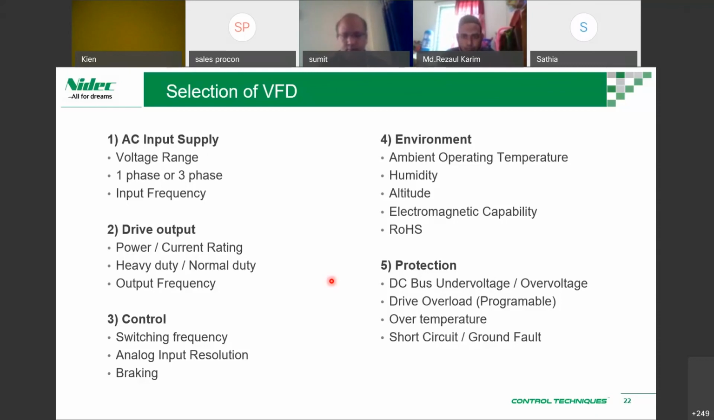Control: how much is the switching frequency? What kind of analog input resolutions are we looking at? Whether it has braking control, and so on. So these are quick pointers for you to look at when you're choosing a VFD.